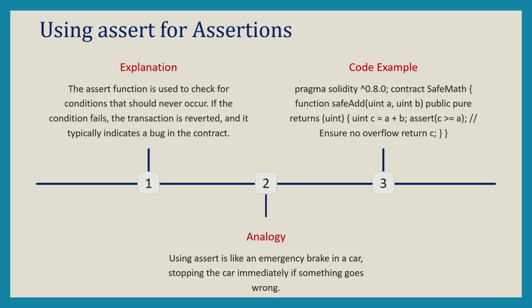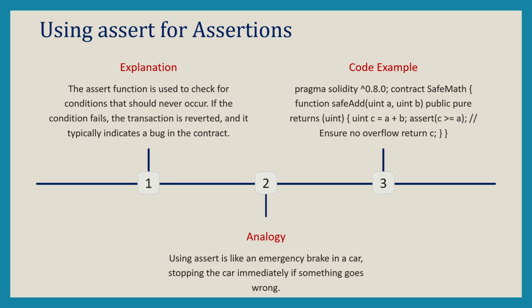A simple code example is given here. We have taken a contract called safe_math. We have added a function called safe_add, where we have taken uint A, uint B. It's public, pure, returns uint, where uint C is equal to A plus B, and we have asserted the fact that C is greater than or equal to A. This is there to ensure there is no overflow. Return C, right? So this is how assert basically works.